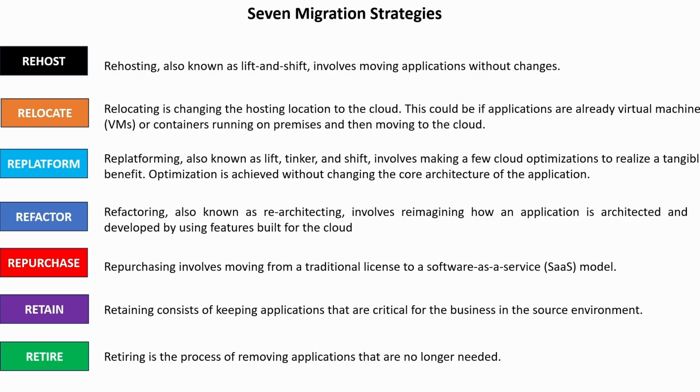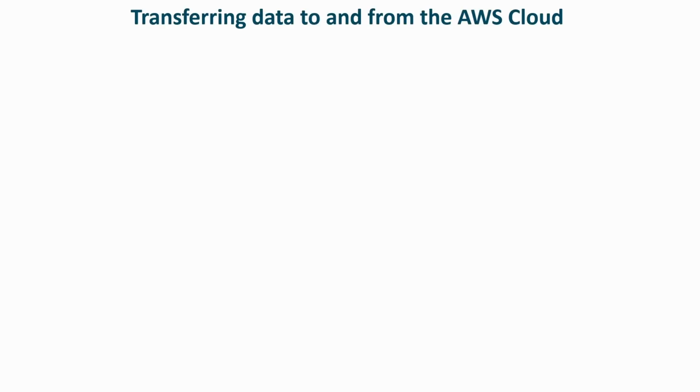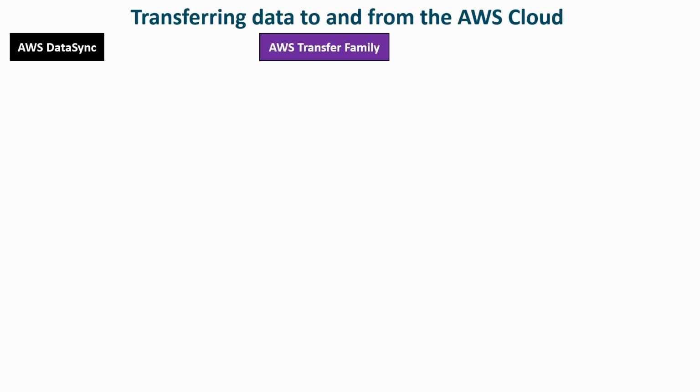Finally, how do you get petabytes of data in the cloud? If you have a good internet connection, use AWS DataSync for speed or AWS Transfer Family if you need to use old school protocols like FTP. If you need a private highway, use AWS Direct Connect.